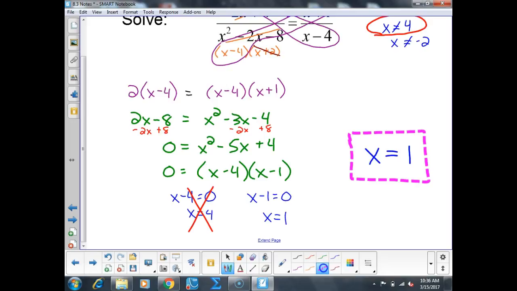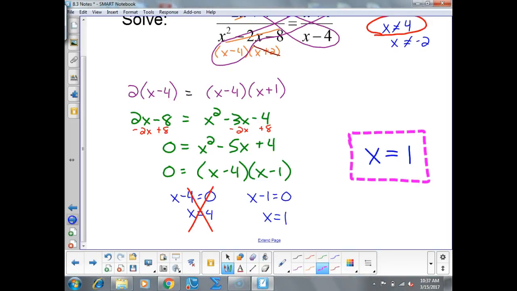Now, what I did in the other class is I went from my purple line here, and I divided by x minus 4 on both sides. And so then I got 2 equals x plus 1. Subtract 1 from both sides and x equals 1. But it doesn't matter. There's plenty of ways to do these problems.